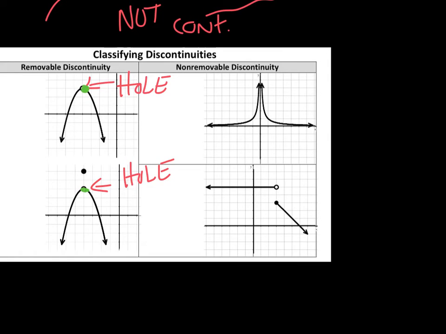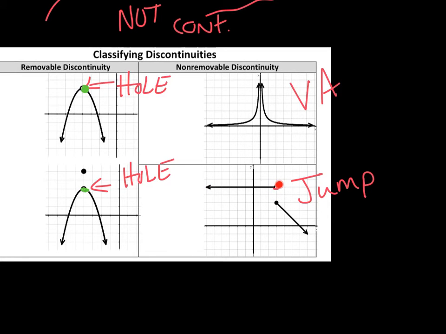A non-removable is going to look something like this. This has a vertical asymptote, and this has what we call a jump. Okay, and why are they non-removable? Well, if I put one dot here, if I were to fill this in, so let me go ahead and do it, don't do it in your notes, but if I were to fill that in, is this now continuous, or do you have to pick up your pencil to draw the second half?